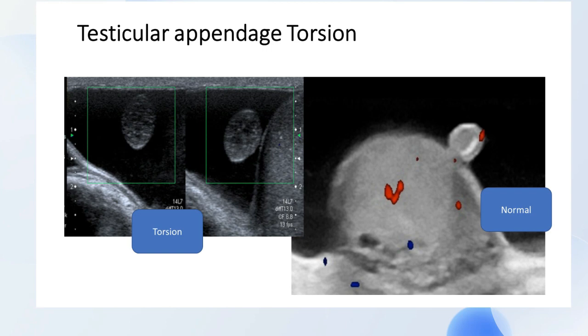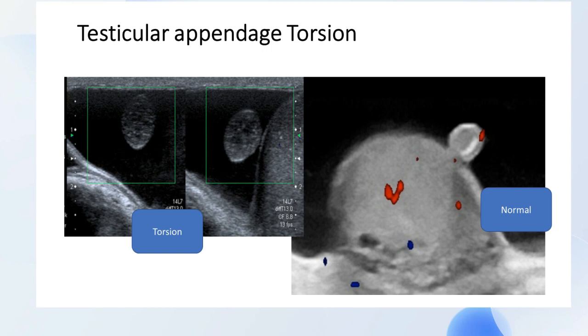So this appendage is of no clinical relevance, but at times it can twist and then undergo torsion. When such happens, it can cause severe or excruciating pain. You can also see reactive hydrocele around the testicle. If you put color Doppler, when there is torsion, you don't see flow on the appendage or the appendix of the testicle.